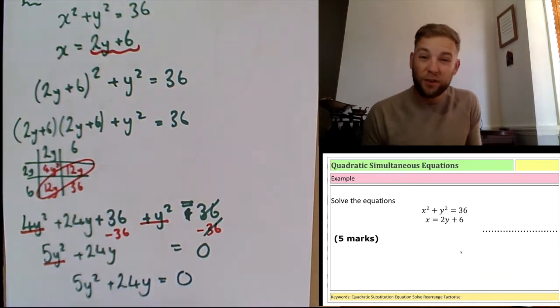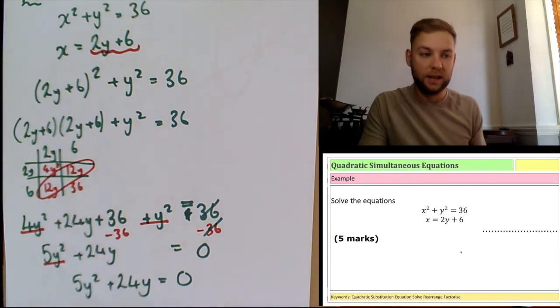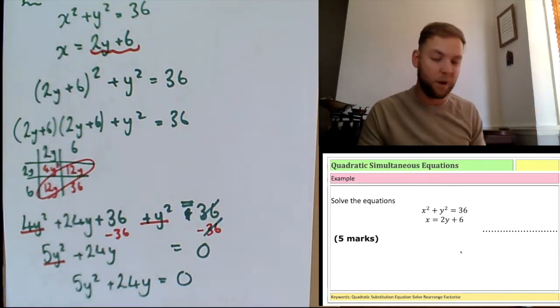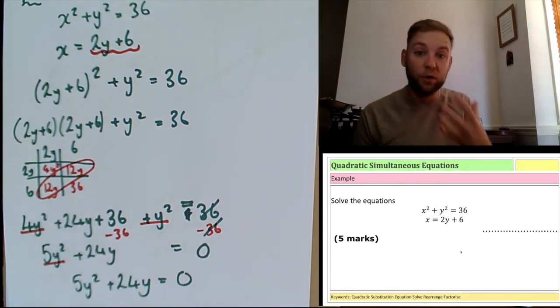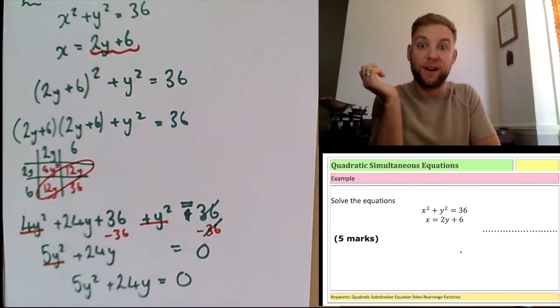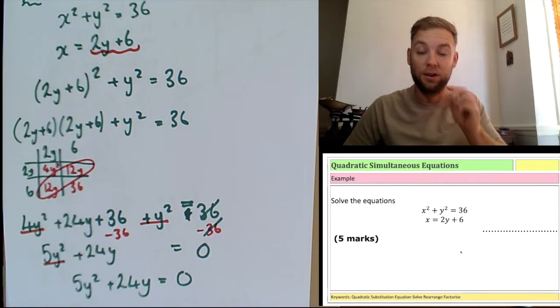Now, there's a few different ways you can solve this. The reason I'm saying this is probably 5 marks is because this may have come up on the non-calculator paper, because you can actually factorise this into a single bracket, not a double bracket.